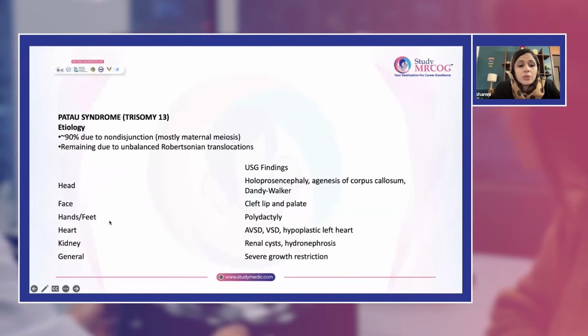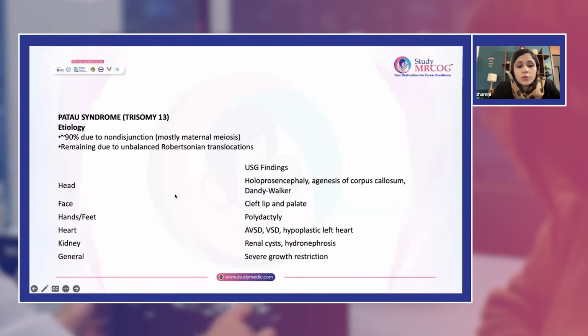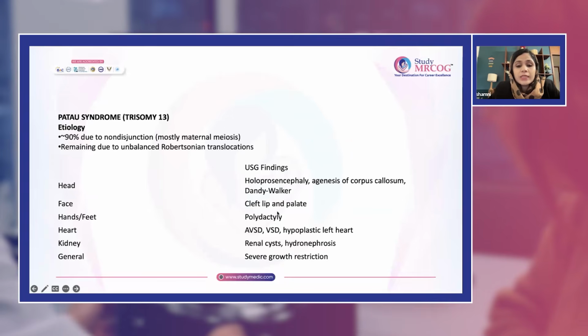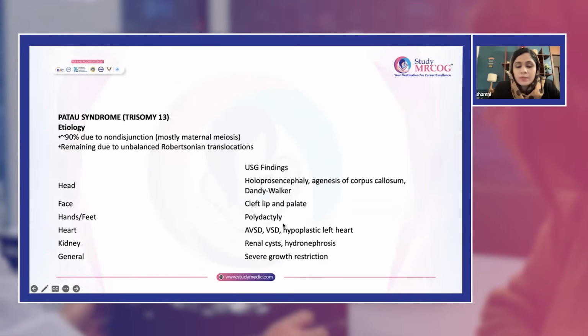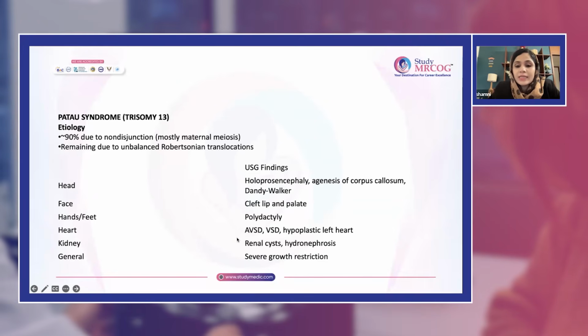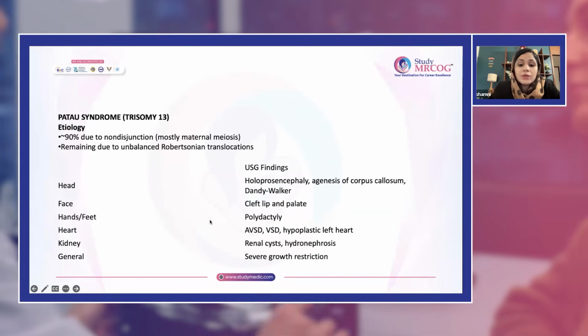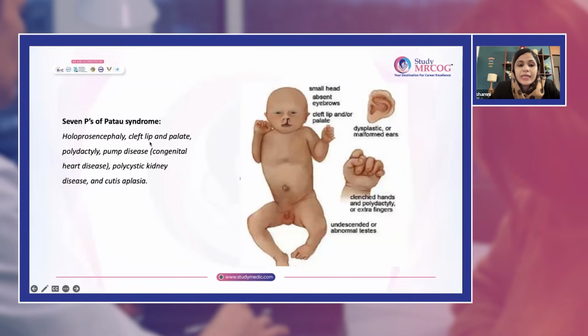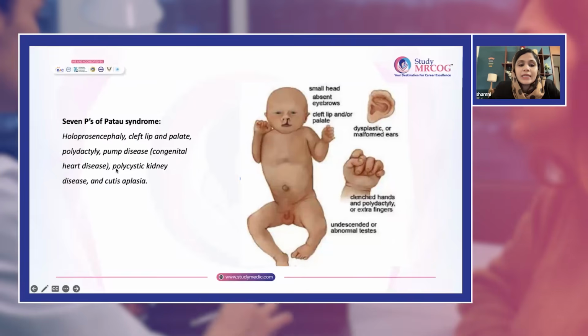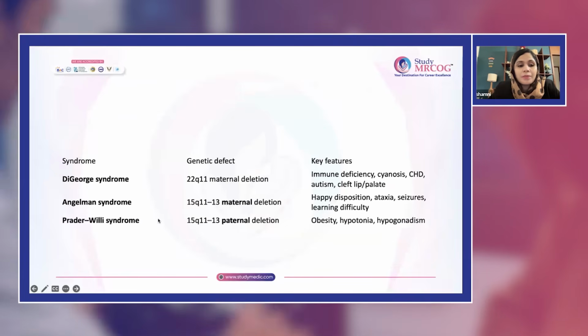So Patau's is also very important. 90% due to non-disjunction only. The ultrasound findings of Patau's usually include holoprosencephaly, agenesis of corpus callosum, polydactyly, hypoplastic left heart, renal cyst, severe growth restriction. And the 7 P's of Patau: holoprosencephaly, cleft lip palate, polydactyly, pump disease, polycystic kidney.